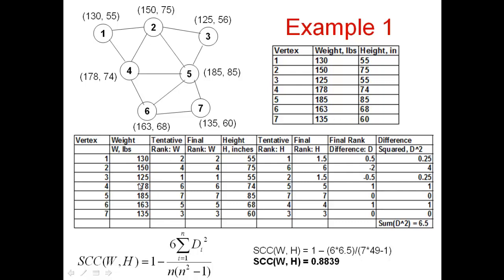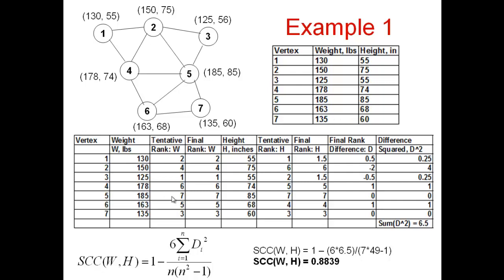Okay, so the lower rank weight value will get the lower tentative rank. So 125 will get rank 1, then 130 will get rank 2, 135 rank 3, 150 rank 4, then 163 rank 5, 178 rank 6, 185 rank 7.